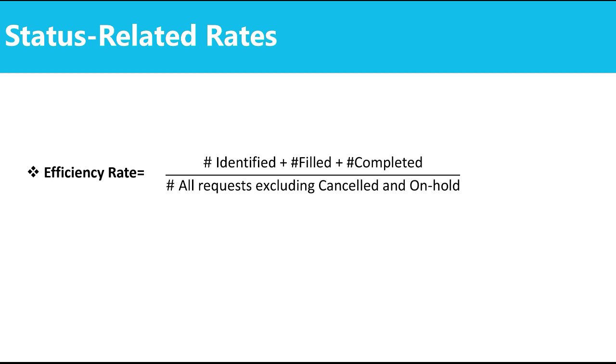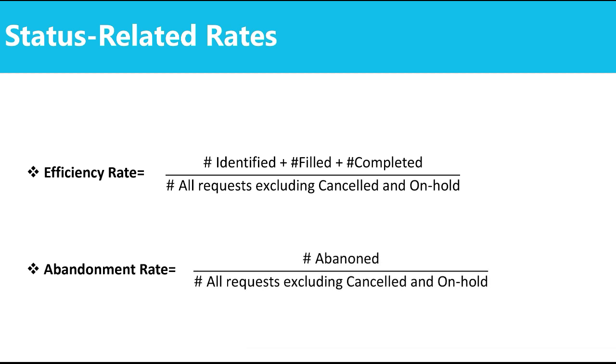The second status-related rate is the abandonment rate. It tells us how often the search process is stopped because a suitable candidate couldn't be found. It's simply calculated as the number of abandoned roles divided by the number of active requests. So to summarize, efficiency rate is a metric that shows our success rate, and abandonment rate points to the gaps.